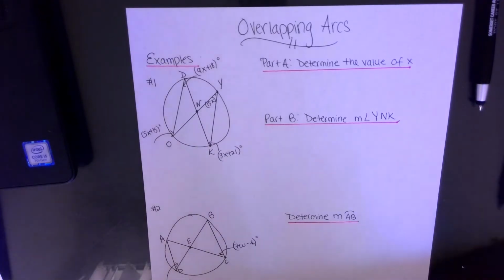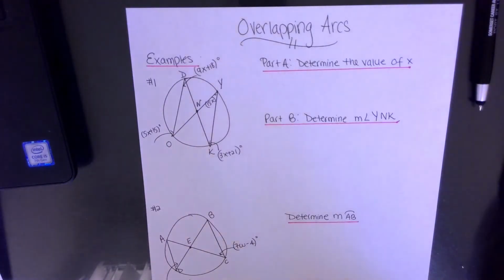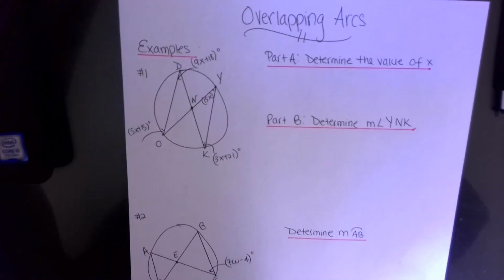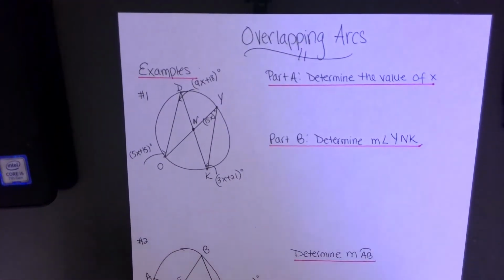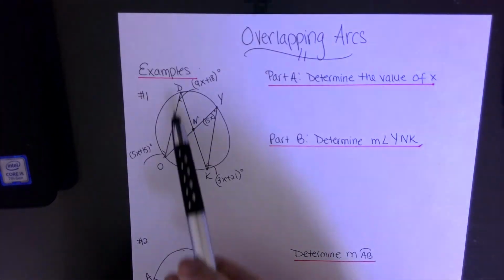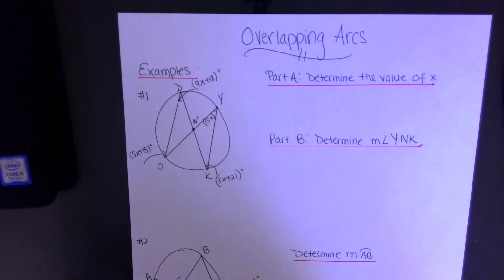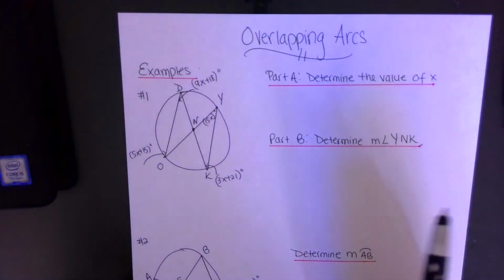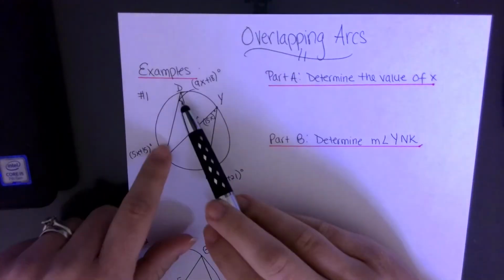We're going to have two examples. Let me see if I can zoom this in a little bit better. Okay, good. Determine the value of x. So we see this bow tie shape, right? Looks like a bow tie. We need to figure out what x is. So let's find where x is. I see it over here.